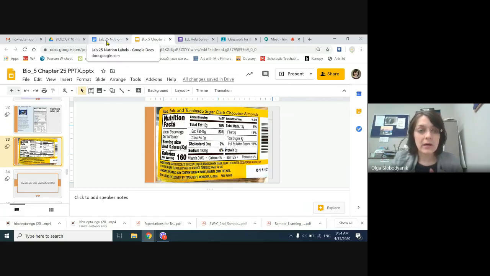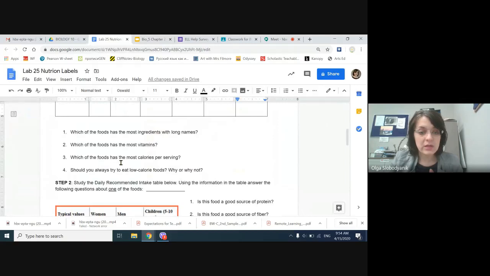Next thing we have is which food has the most calories per serving. So you pretty much compare all 4 foods, see which one has more calories per serving, not per box. And should you always try to eat low calorie food? Why or why not? Okay, this is something you have to kind of maybe think about, do some research. Should you eat all low calorie? Answer, this is your answer here.